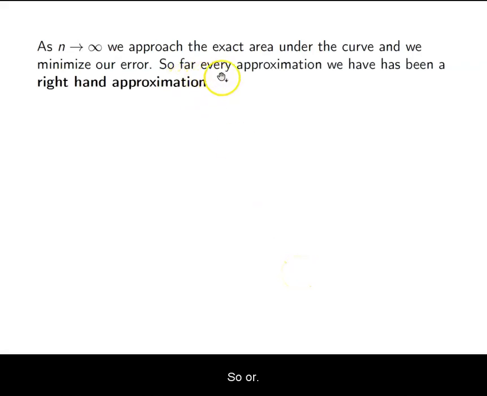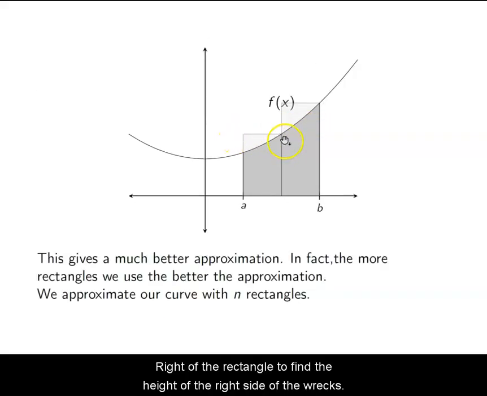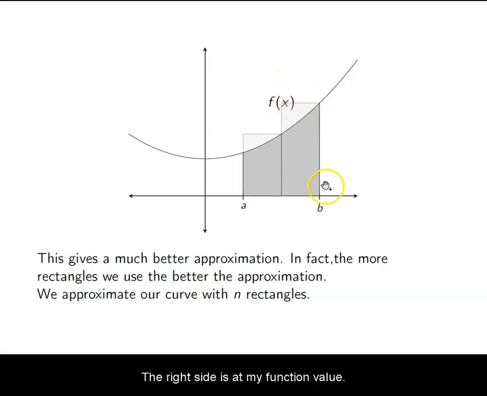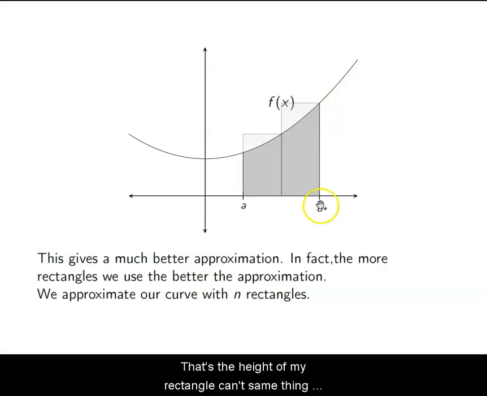So for every approximation we've done so far, as I said before, we were using the right-hand side of the rectangle to find the height. Okay, the right side of the rectangle. This is the left side, it is not on my function. The right side is at my function value, right? If I plug b into my function, this is the point I get out. That's the height of my rectangle.